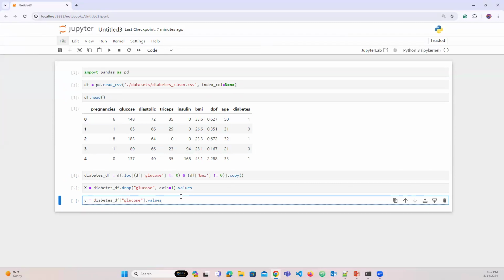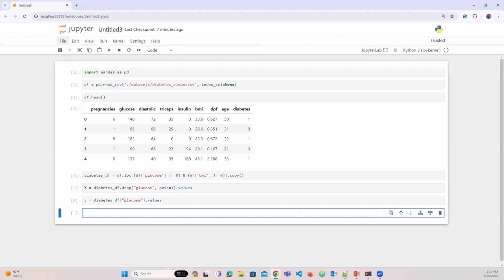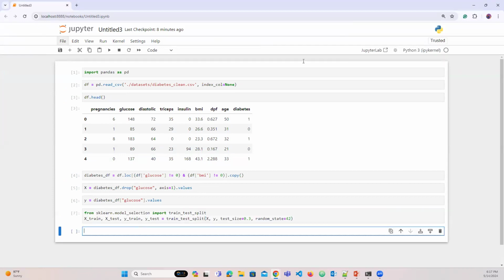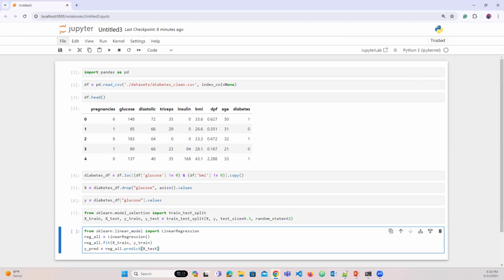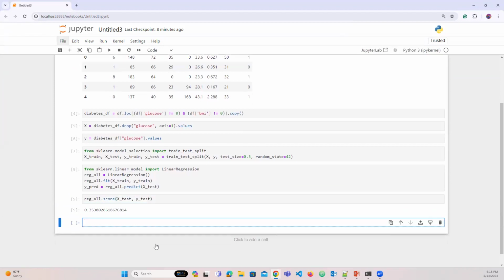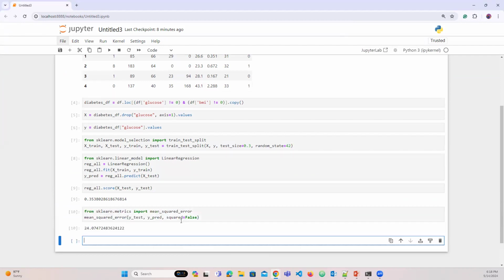So this is the multiple linear regression. This is the y value. To split the training and test data, I'm using this code. Then I'm passing the linear regression model for all the features. I'm predicting. This is the prediction. First, I'm calculating the mean squared error. This is the value 0.35, and R squared. This is the value for R squared.